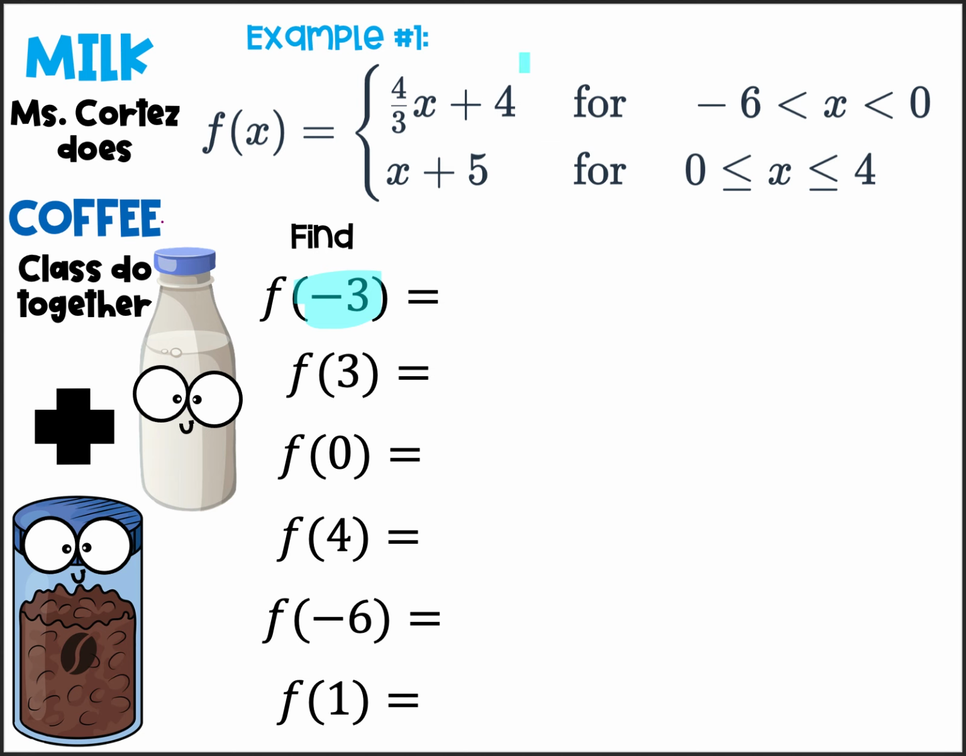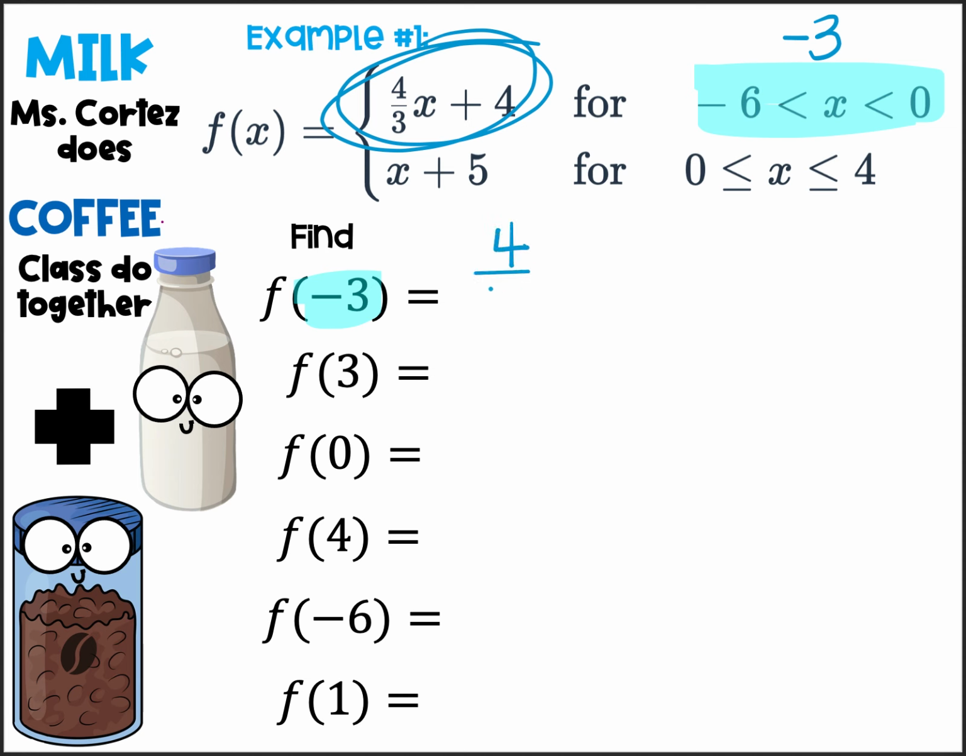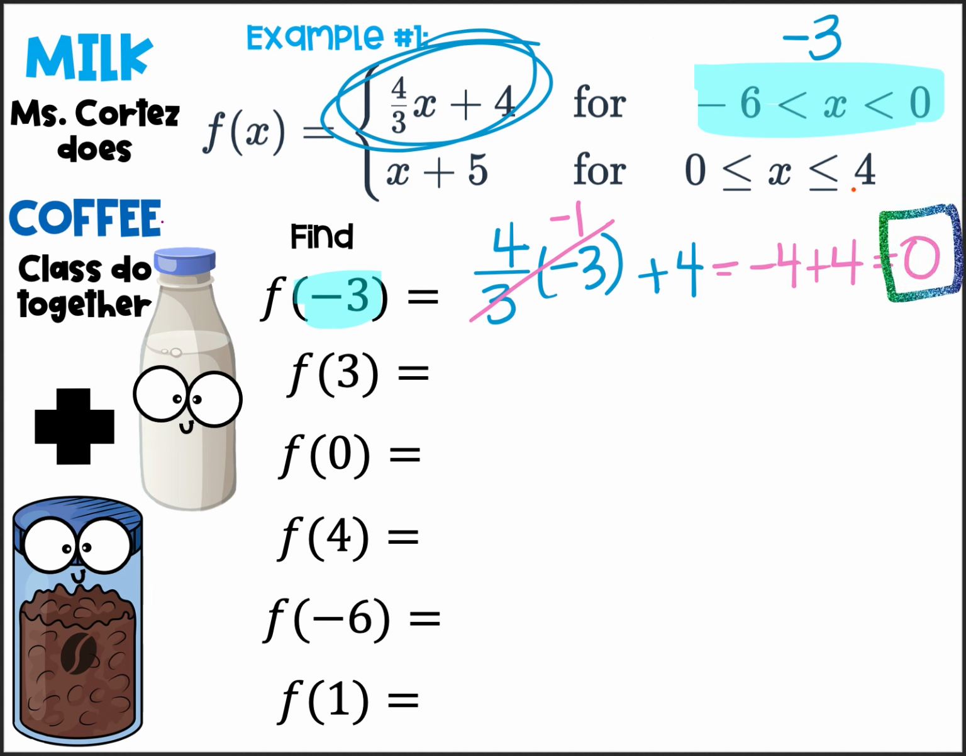In which interval does it land? It lands on this interval. -3 is in between -6 and 0, which means I'm going to substitute my -3 using the function 4/3 x + 4. 4 over 3 times -3 plus 4. -3 divided by 3 is -1. -1 times 4 is -4, plus 4 equals 0. That's my answer for f of -3.